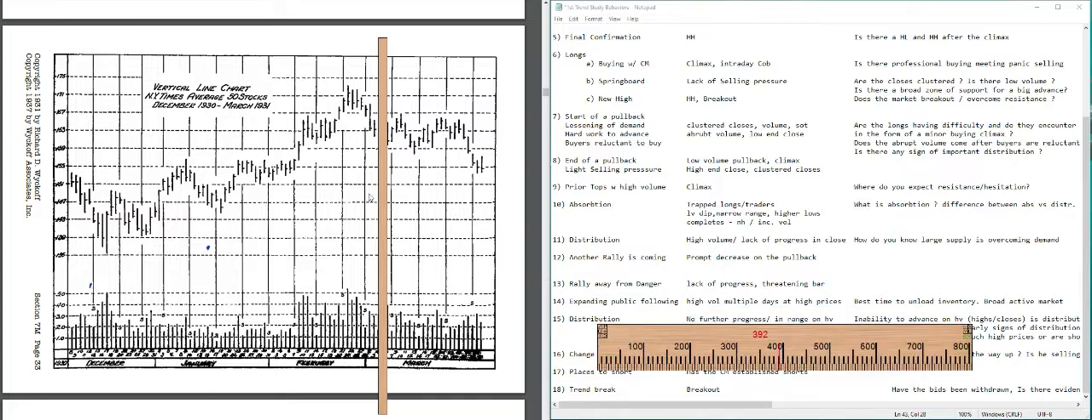Anyway, so I've covered the entire uptrend from here to down there. I've covered the springboard, the climaxes, the shortening of the thrust, clustered closes, high-end closes, and absorption. So now what we're going to do, not in this session but a further session, is start covering the downtrend.